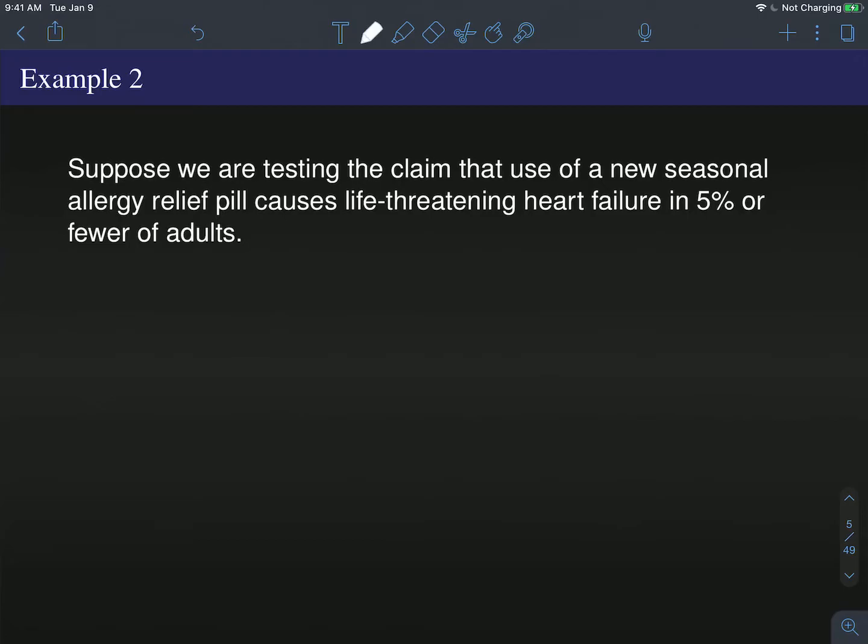Okay. So hopefully you've had plenty of practice doing this. Your null hypothesis in this case is that P, which represents the percentage of people who have life-threatening heart failure when on this drug, is less than or equal to 0.05. Okay, so we're testing here again, P is the percentage of adults with heart failure as a side effect.